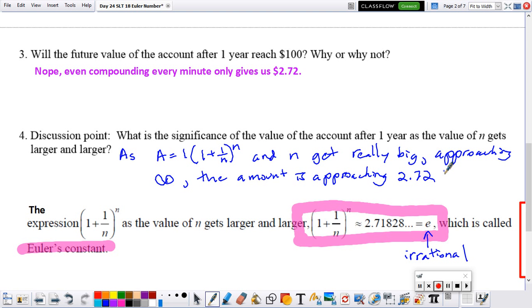So let's make a little note. Euler's constant is used for continuous compounding.